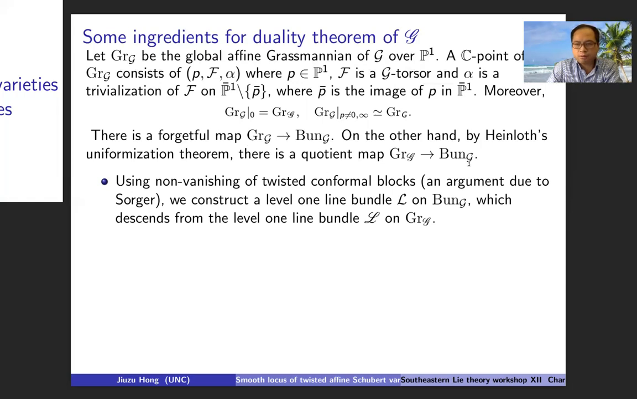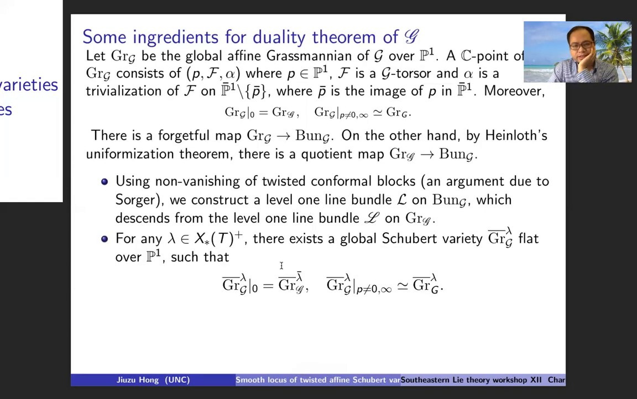So now the point is how we construct a level 1 line bundle on Bun_G. We are going to use some argument due to Sorger. We compute twisted conformal blocks, which now vanish, and somehow then one can prove a level 1 line bundle exists on Bun_G. Okay. There is a remark that the theory of twisted conformal blocks has recently been developed in a more general setting by myself and Kumar. But here we only do a special case, and it's pretty computable in this special case.